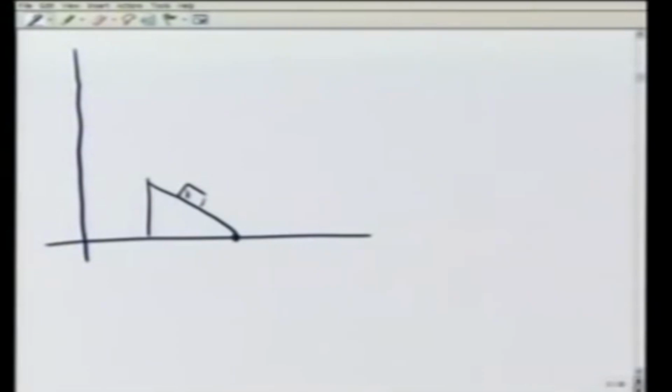For convenience, I will choose this point to represent the coordinates for the wedge. Let this be x1, y1. Notice, since I am putting this constraint that the wedge moves only in the horizontal direction, I am explicitly writing y1, and later I am going to eliminate this using the constraint equation, so that this distance right now is x1.